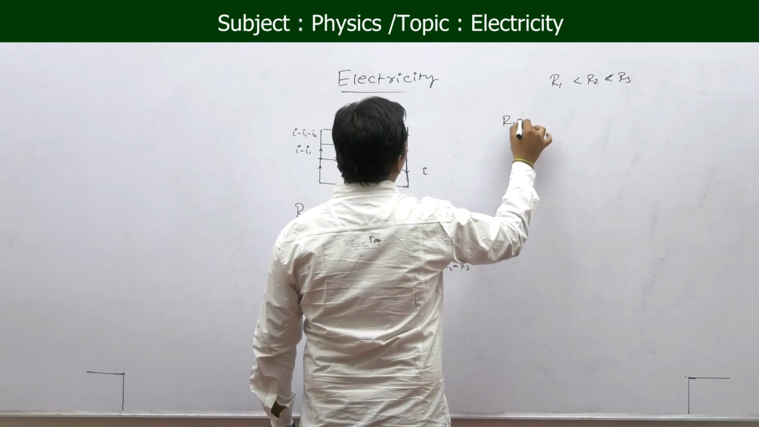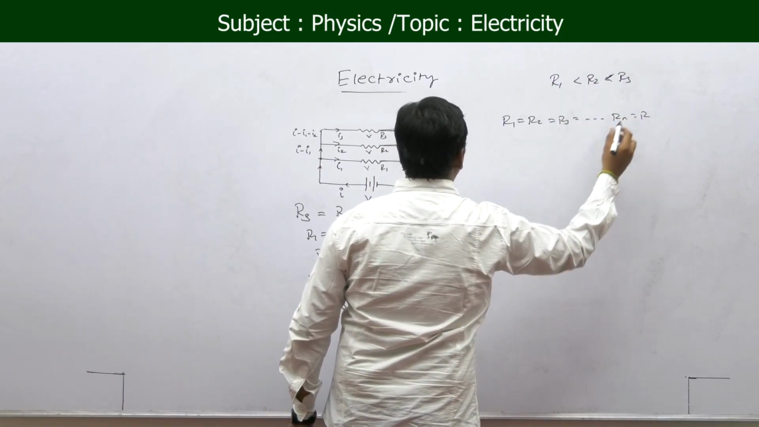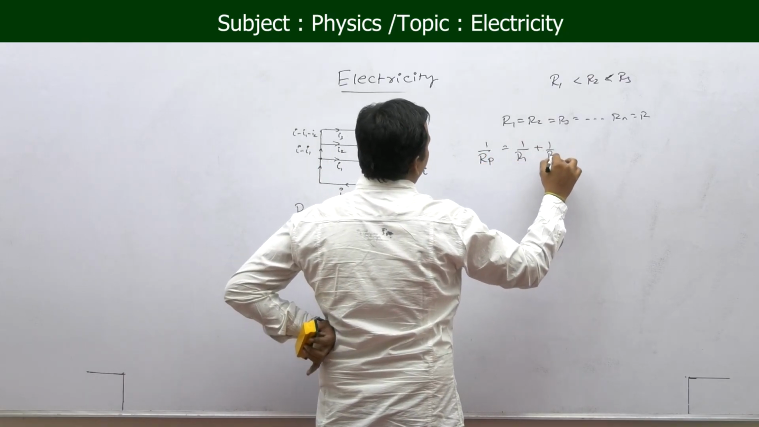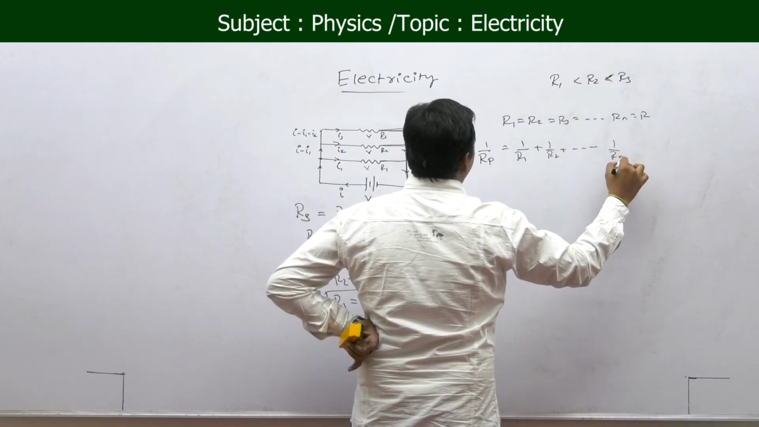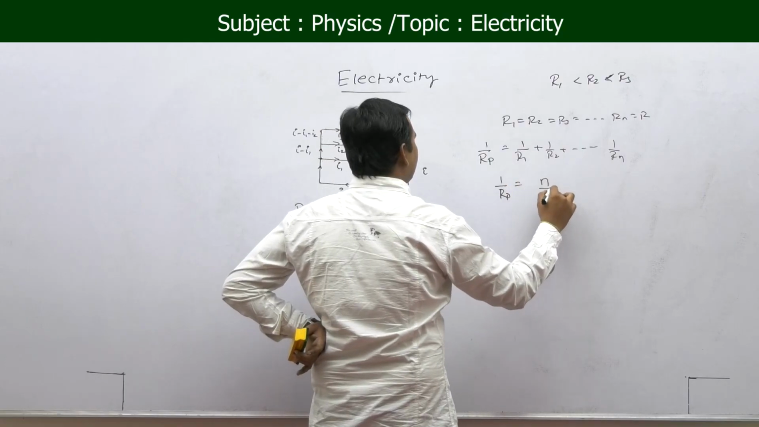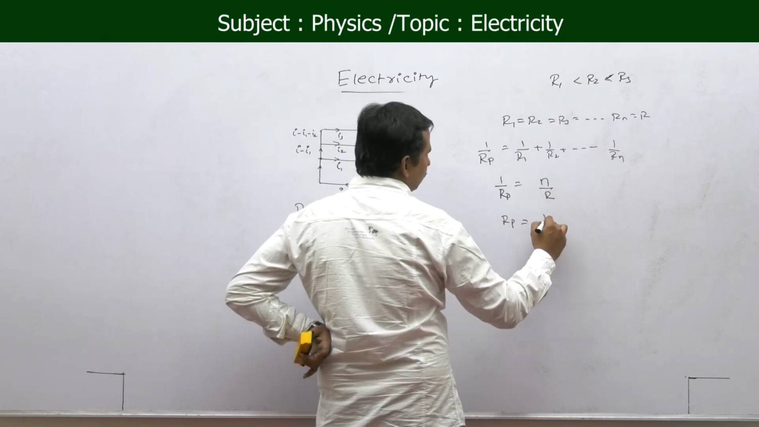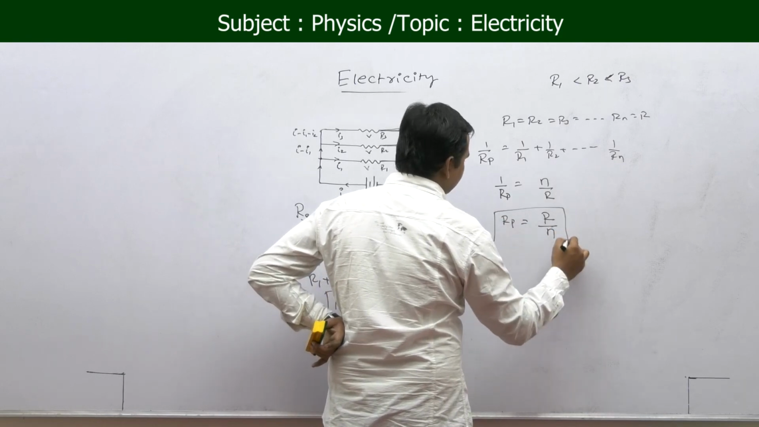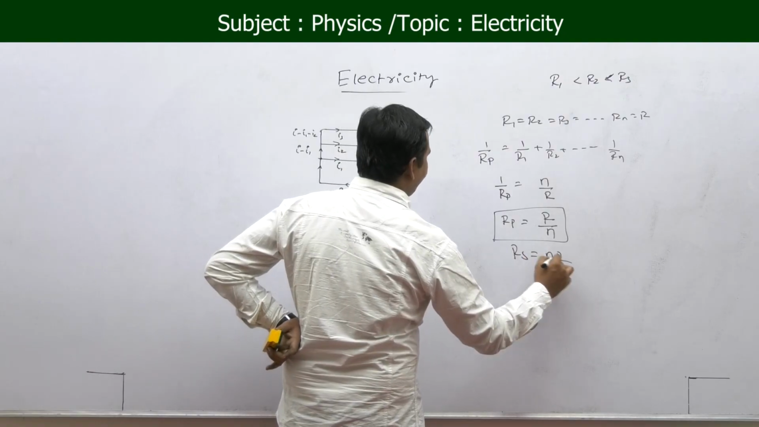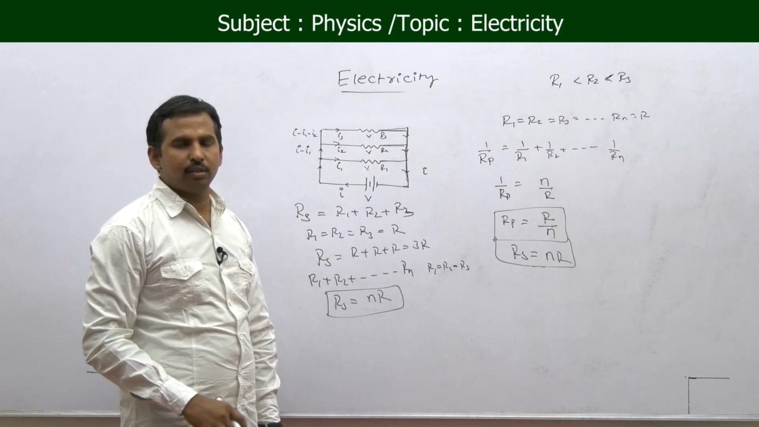now if you are taking R1 equal to R2 equal to R3 and so on, Rn equal to R, then we have 1 by Rp is equal to 1 by R1 plus 1 by R2 plus and so on up to 1 by Rn. As we are taking all n resistors the same, then 1 by Rp becomes n by R. Then the resistance of the parallel circuit Rp becomes R by n. Like this. And if it is a series connection, Rs is equal to n into R. This is the formula when you are taking the resistances always the same.